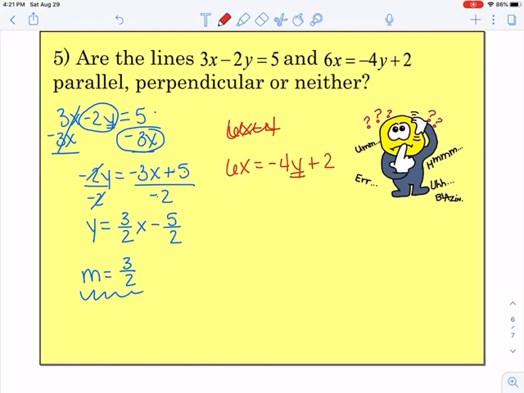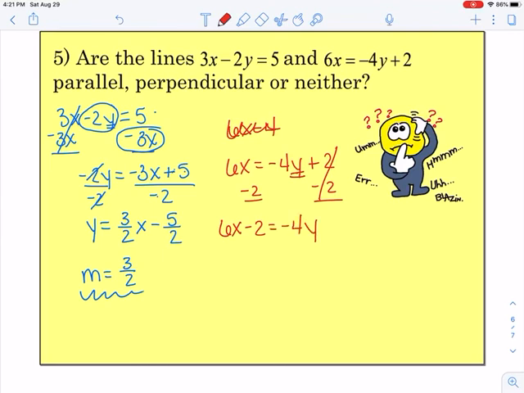Okay, so if I want to get that y by itself, the first thing I'm going to have to do is get rid of that positive 2 that's to the right of it. So I'm going to subtract 2 from both sides. Okay, those will cancel on the right. On the left, 6x and minus 2 are not like terms. You can't actually subtract them, so we're just going to leave it as 6x minus 2. And on the right, I'm going to have negative 4y.